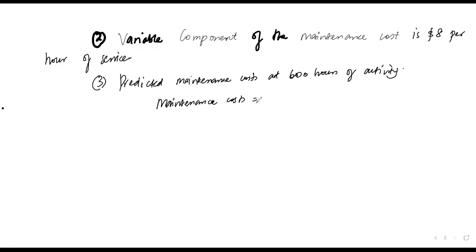will equal to what? Will equal to our fixed cost, which we have as 510 plus the 600 hours, which is your x, times what? Times $8, our variable cost component per hour. This gives you how much? 600 times 8 plus 510. This gives us $5,310.